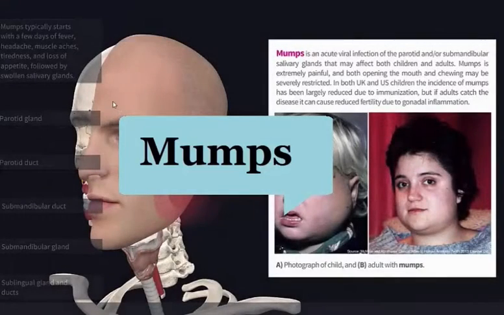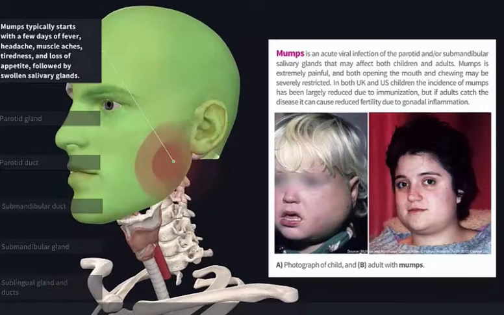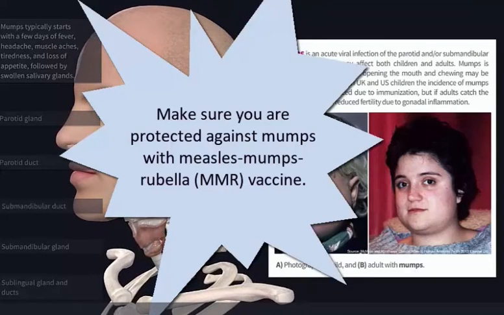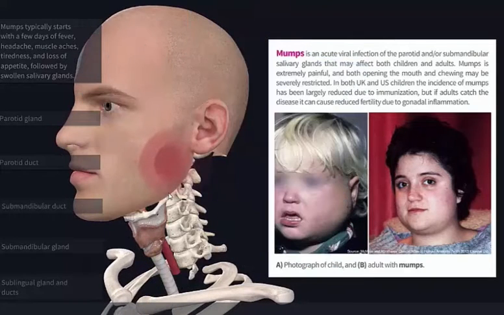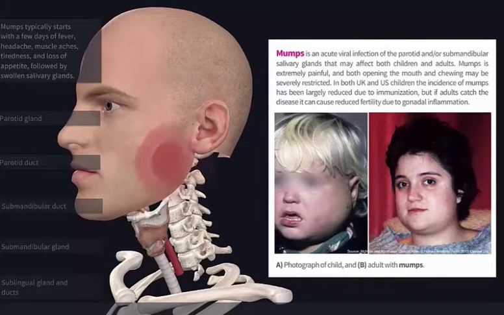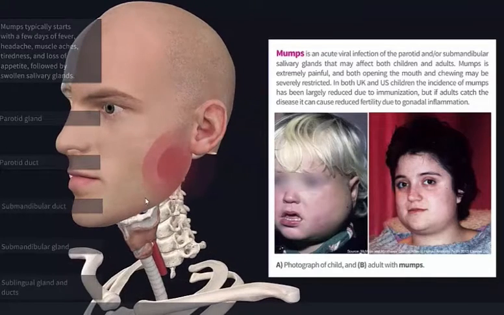Speaking of the parotid gland, why don't we throw in another clinical correlation, which would be mumps, right? Mumps is a very acute and actually also a very painful viral infection of the parotid and or the submandibular salivary glands. This can affect both children and adults, and you typically have several days of fever, headache, and muscle aches, maybe also tiredness and loss of appetite, followed by swollen salivary glands.